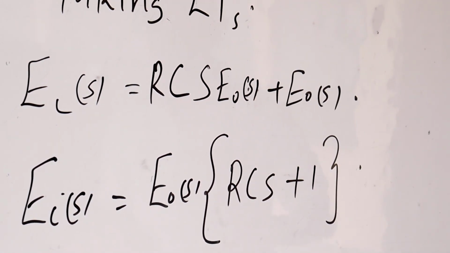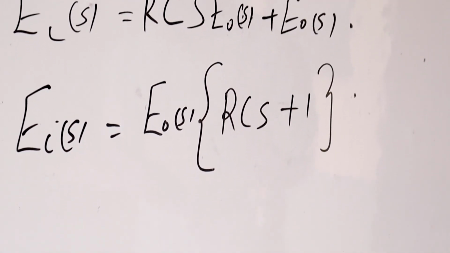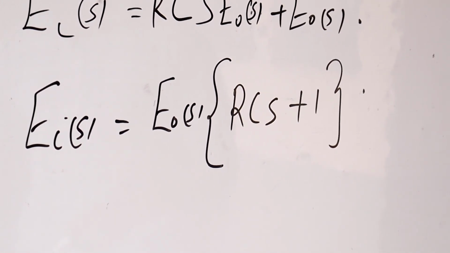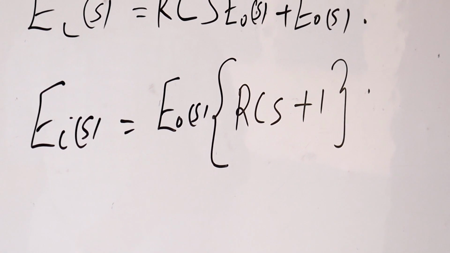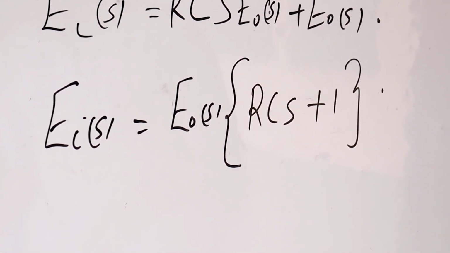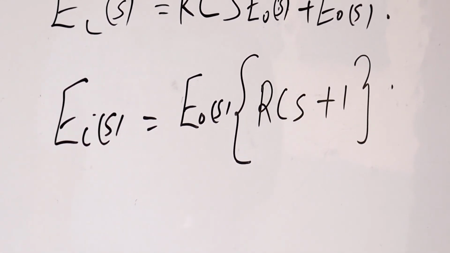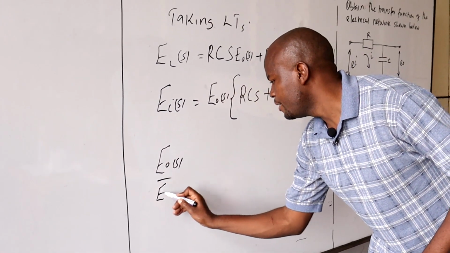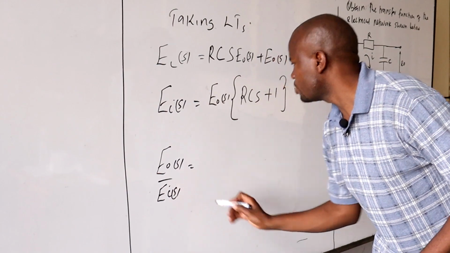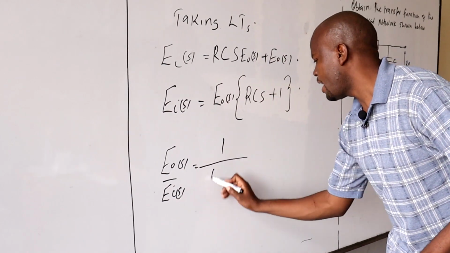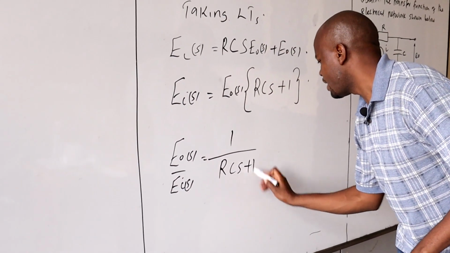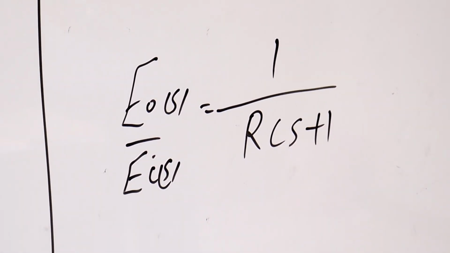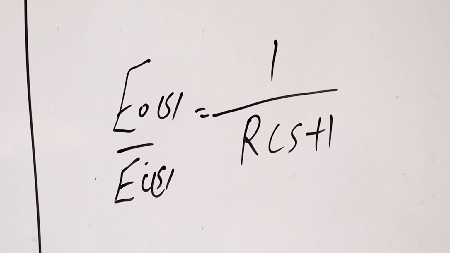Then from there, we make E out over EI of S the subject, and if we make it the subject, we can now say that E out of S all over EI of S is equal to 1 all over RCS plus 1, and that is the transfer function of that particular system.